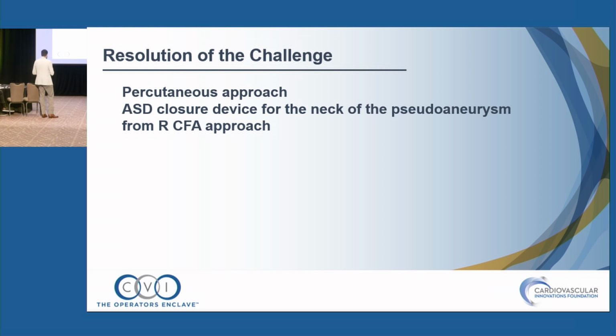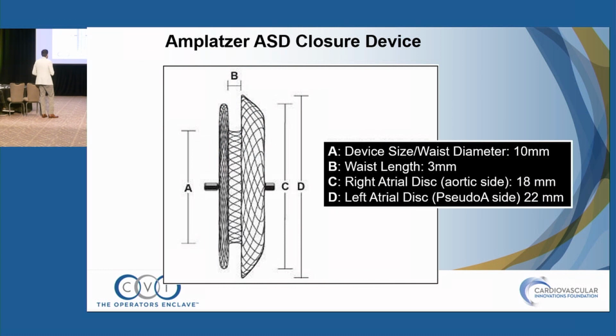So they chose to use an ASD closure device, placed across the neck of the pseudoaneurysm just to seal that off and depressurize it. This is the Amplatzer ASD closure device that was used. If you look at B, the waist length is 3 millimeters, so it was not certain that it was going to fit across it, but I don't think there was really a better option here.